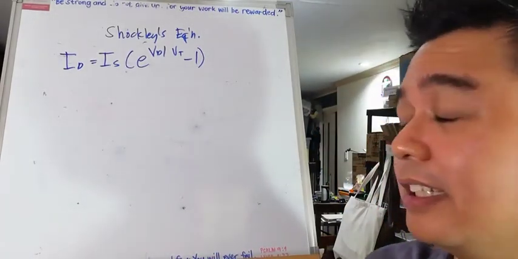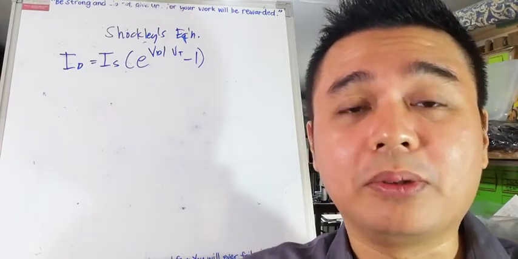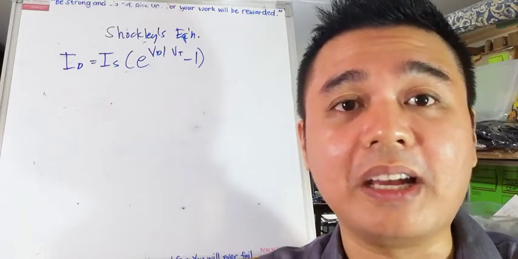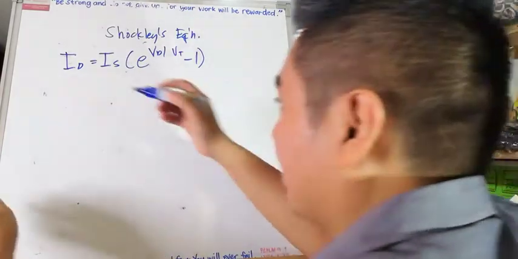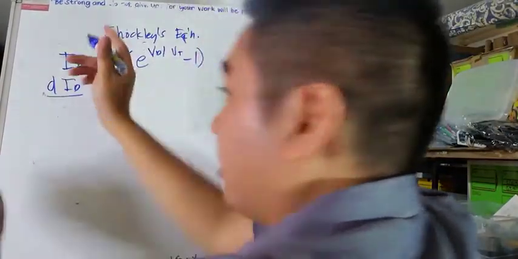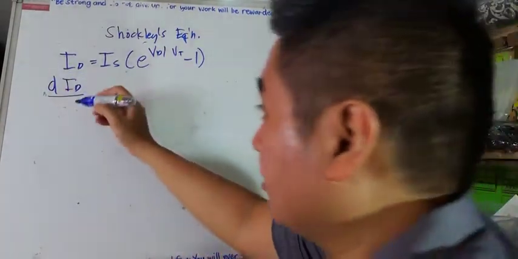So paano gagawin natin dito? Kukunin natin yung derivative of ID with respect to the derivative of VD. And then mamaya babalikan natin siya para makuha yung RAC. So for this one, we have derivative of ID with respect to ano siya? With respect to the derivative of VD.